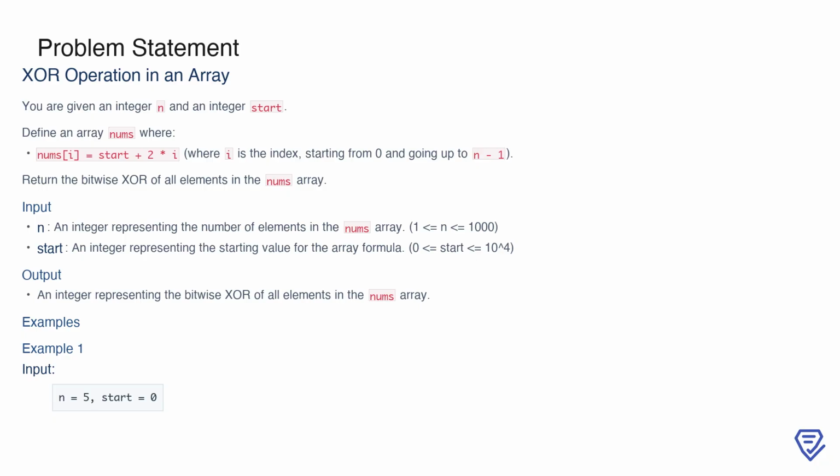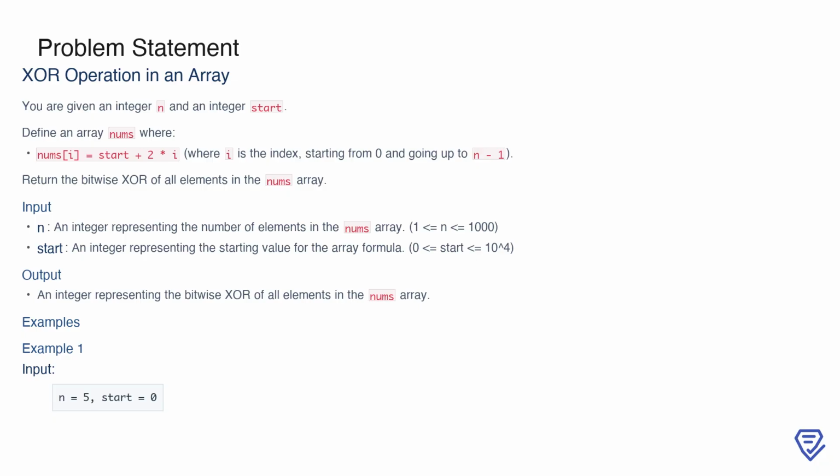The array is defined by two inputs, an integer n, which specifies the number of elements in the array, and an integer start, which serves as the starting point for generating the array. The formula used to construct the array is nums[i] equals start plus 2 * i, where i is the index of the array, ranging from 0 to n-1. Once the array is created, we need to calculate the XOR of all its elements and return the result.